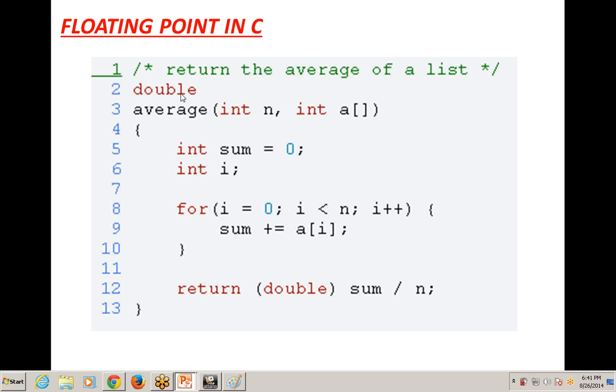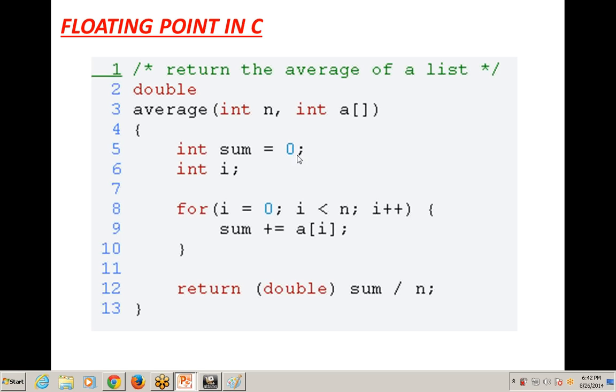The first line is double average(int n, int a[]). This is the array. Whenever we have to use multiple digits, I have to use an array, and an array is denoted by square brackets. This is the function name average, and these are the arguments that have the data type int. This is a variable int n and int a, and there is an array, which means there are multiple numbers. This is the function name, meaning the program for finding the average of a list.